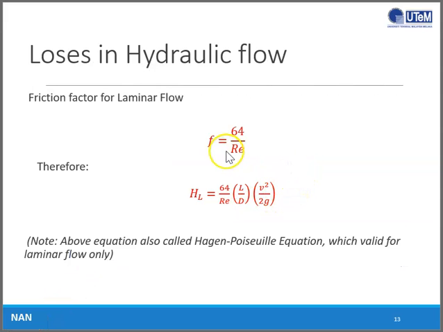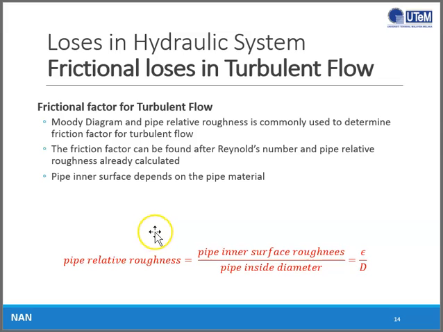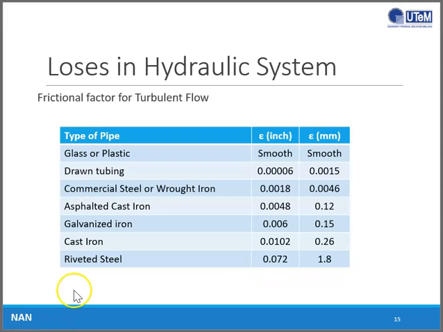Friction factor for laminar flow is equal to 64 over Reynolds number. And friction factor for turbulent flow, this is the formula. This is the formula for pipe relative roughness: pipe inner surface roughness over pipe inside diameter, and this is for pipe inner surface roughness. So different types of pipe have different roughness.